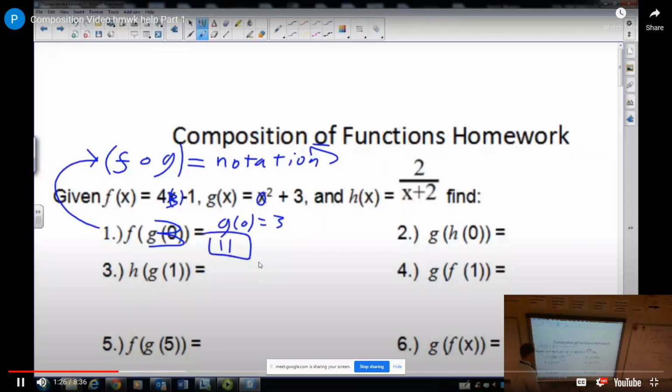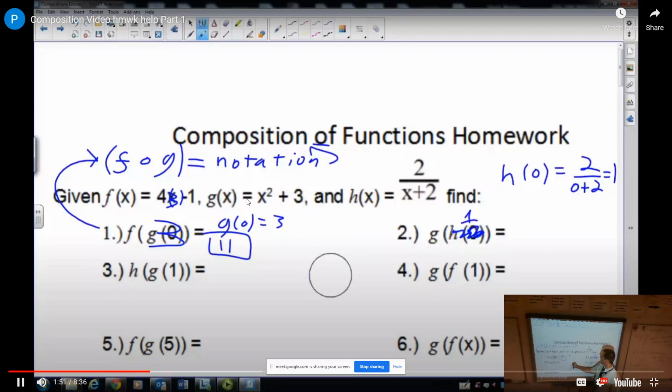The answer's 11. Okay, number 2, we have h of 0, which means h of 0 is 2 over 0 plus 2. Nice. And 2 over 2 is just 1. So now this h of 0 becomes the number 1. Then we just have to find g of 1. So we go over here where g is x squared plus 3. We're going to plug a 1 in. 1 squared is 1. 1 plus 3 is 4. Good job. Boom.